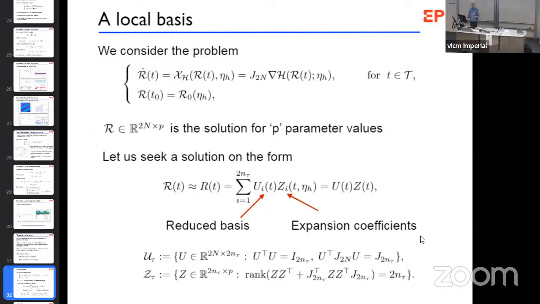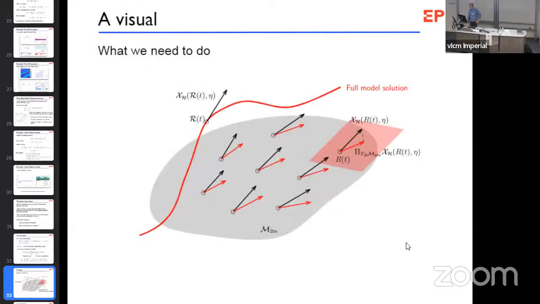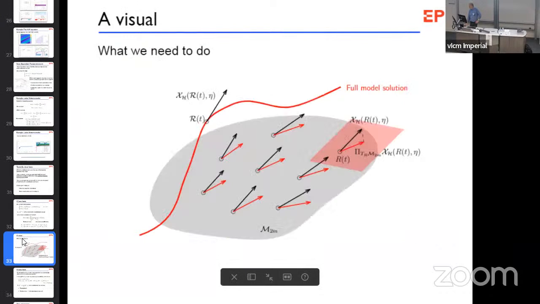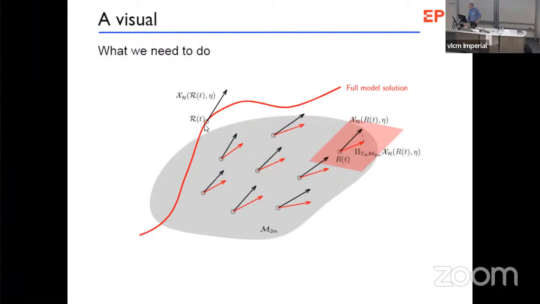Now, what is it that needs to be done? Well, you have a solution R, and it's represented by some linear space. It's a local linear space, but nevertheless. Then we have to make sure that the linear space U evolves while staying on the manifold, so that it doesn't start doing all kinds of strange things. So you have to evolve it and then project it onto the manifold, which is a tangent space.